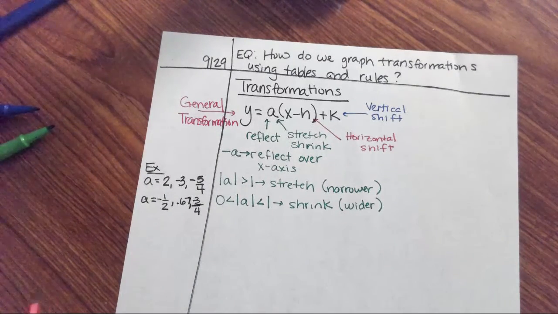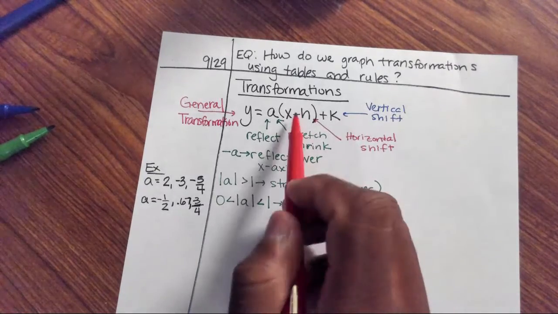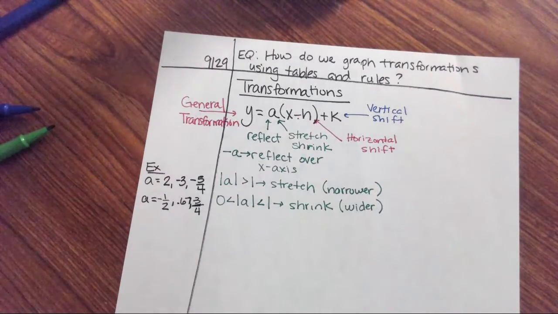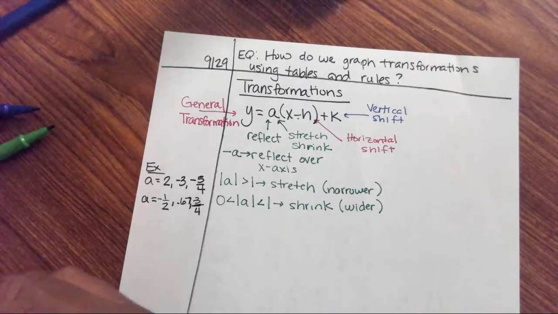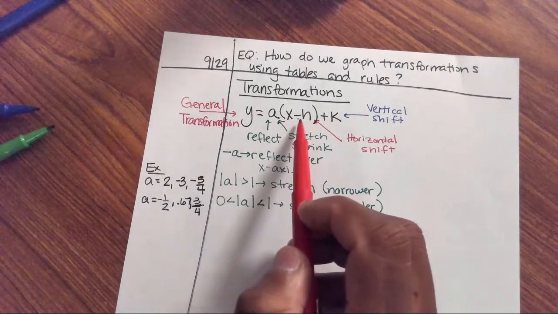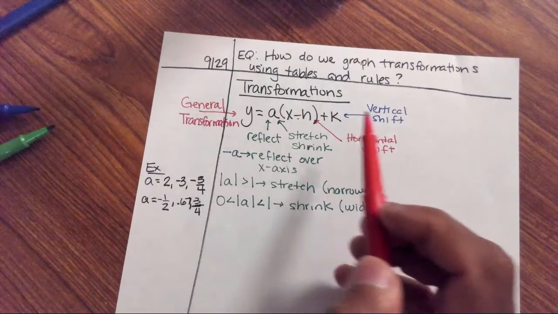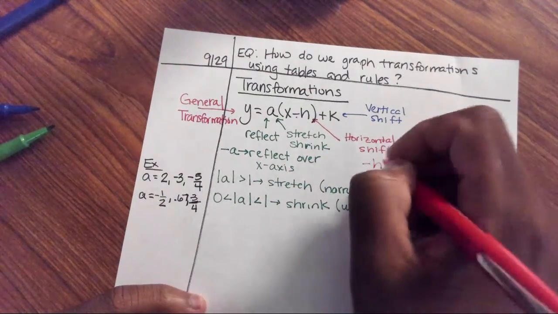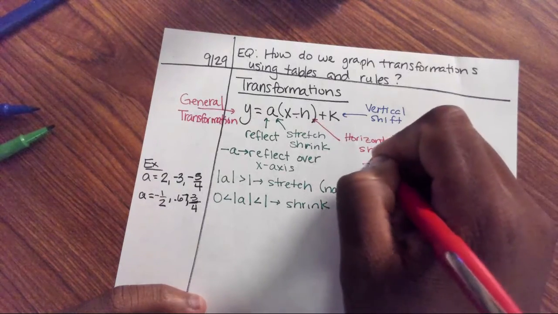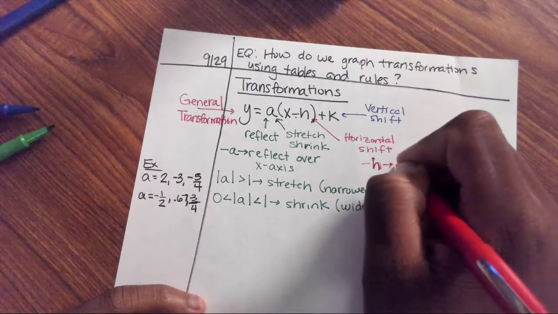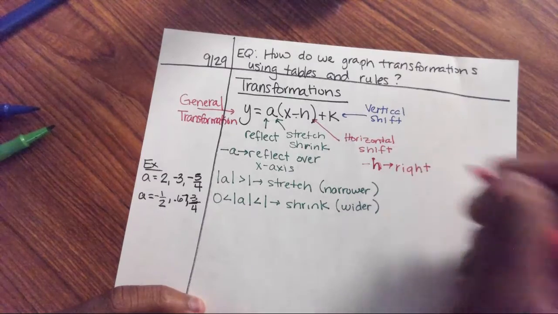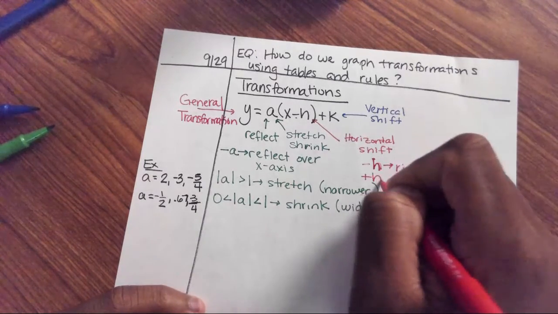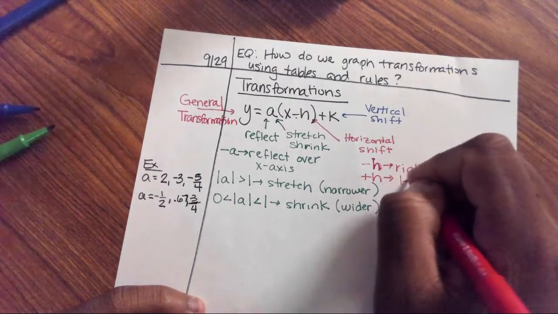Horizontal shifts are going to move the graph left and right. Because of this negative right here, what does a negative mean in terms of what happens? Well, we're moving left and right, but the negative is going to flip the direction. So a negative h, instead of going left, actually makes the graph go right. It flips the direction. Positive h makes the graph go left.